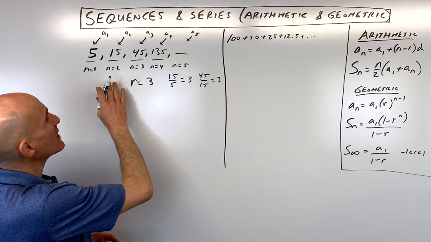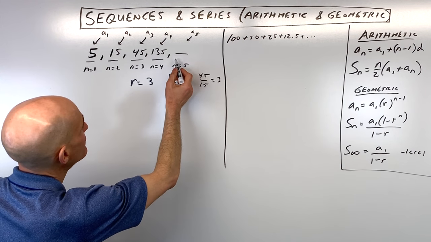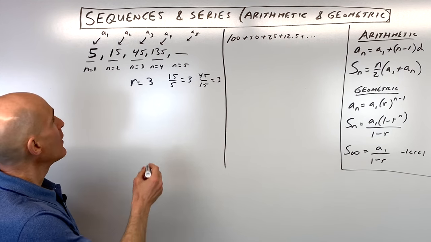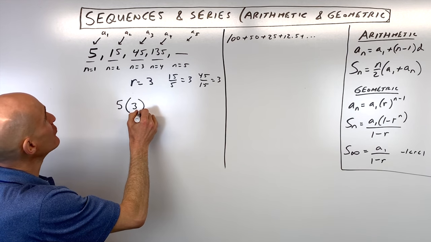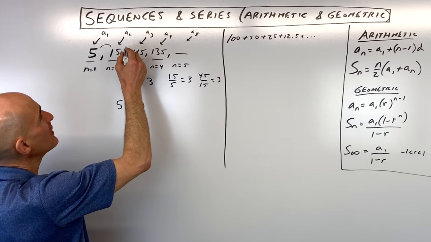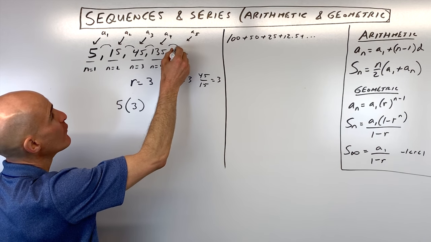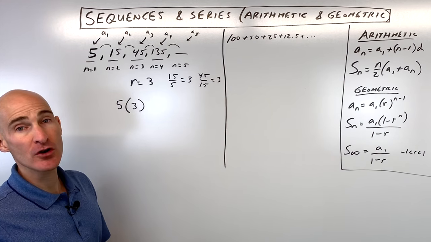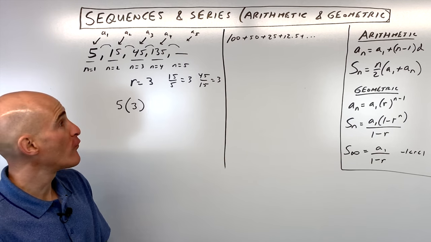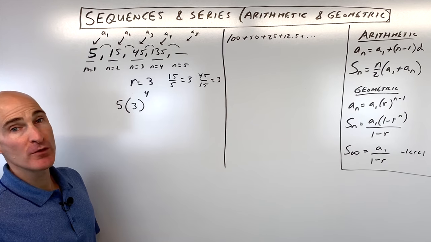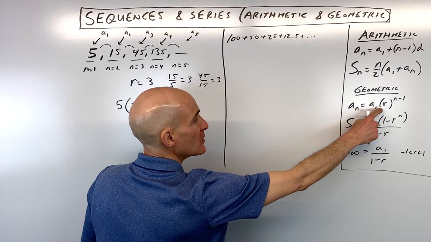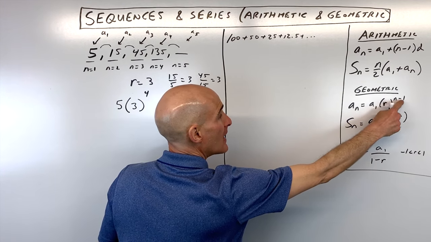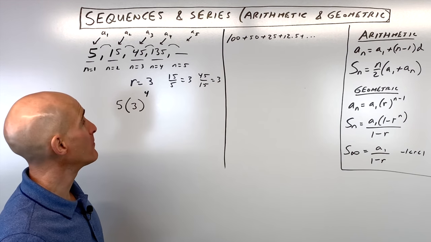But now let's say we wanted to get an idea about how to find the value of this fifth term here. Well, you can see we're starting at 5. And we're multiplying by 3 how many times? 1, 2, 3, 4. Now notice that we're on the fifth term, but we only multiply by 3 4 times. So that's where our formula comes from. What you do is you start at the first term, you multiply by the ratio n minus 1 times. So that's the n minus 1 power.